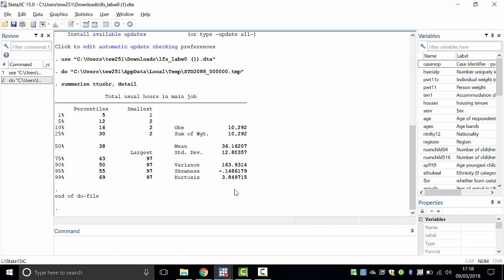What you have is the summary statistics for total weekly hours. There are people who work 1 hour a week, and there are also people who work 97 hours a week. On average, the weekly full-time work hours are usually 35 to 38 in the UK, excluding overtime. But someone is really working 97 hours a week. This is real data from 2012.